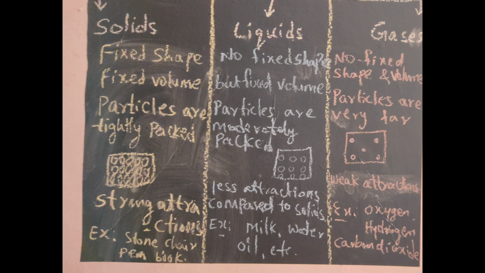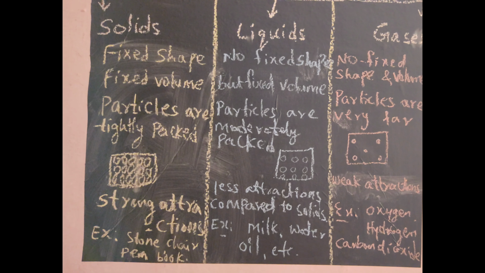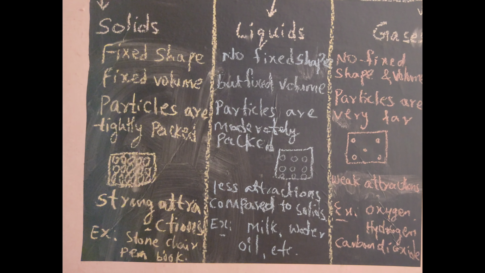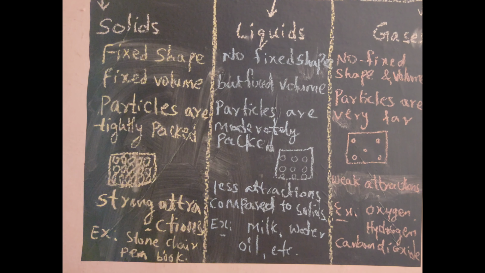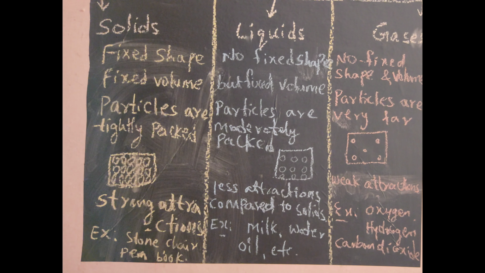Now, if you see the examples of solid, liquid and gases, for solids, examples are stone, chair, pen, book, stand, blackboard, almirah, whatnot. You can take anything which has mass and occupies space, which has a fixed shape and fixed volume. They all come under solids. Next, coming to the liquids, you can take milk, water, oil, juice, etc. Next, coming to the gases, you can take oxygen, hydrogen, carbon dioxide, everything comes under gases. So these three are the states of matter.